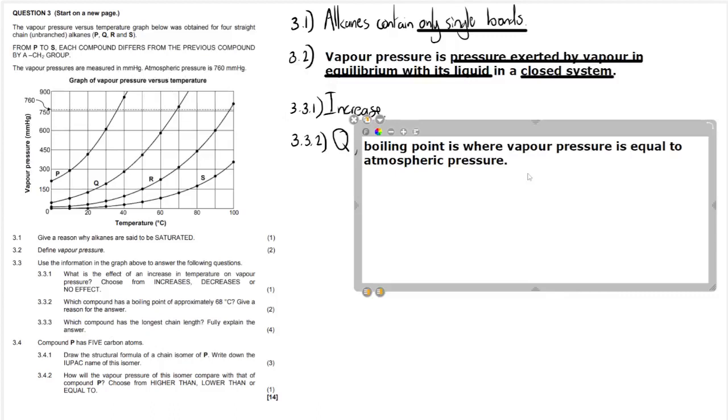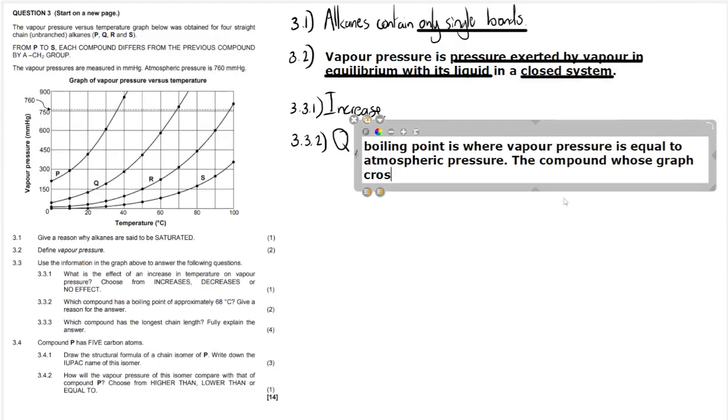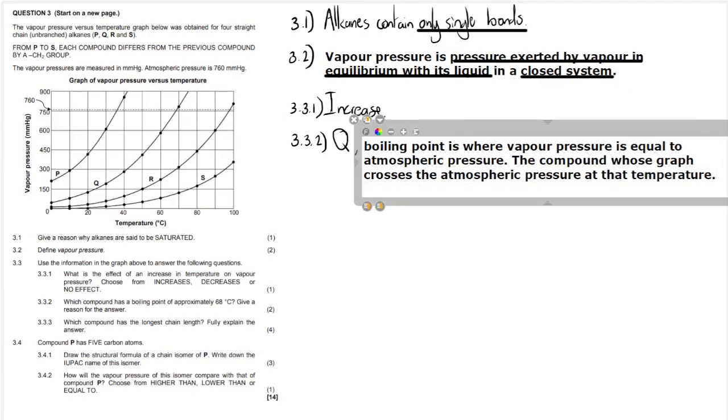It is the temperature where this graph is equal to the vapor pressure. Yeah, so it is the substance, the compound whose graph crosses the atmospheric pressure at that temperature. Okay, this is a very complete answer.